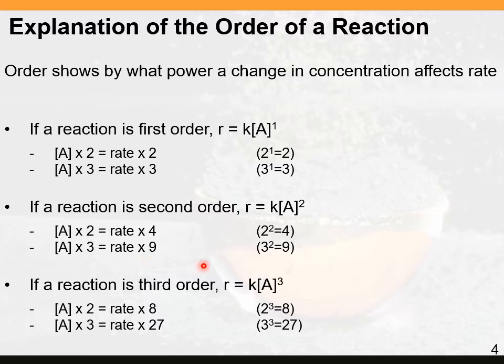What if the reaction is third order? A raised to power 3. If you double the concentration, rate goes up by the third power of 2. The doubling of the concentration raised to power, the order, is 8. Rate increases by a factor of 8. If you triple the concentration of A, 3 times the concentration of A raised to power 3, rate becomes 27 times larger than the original rate.